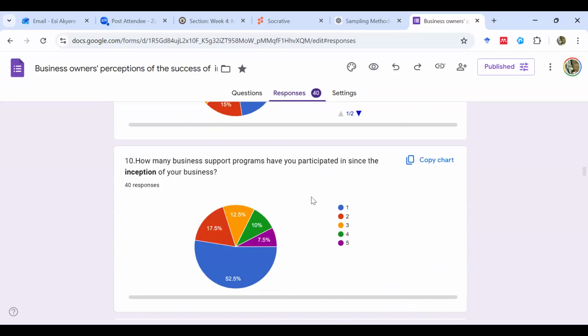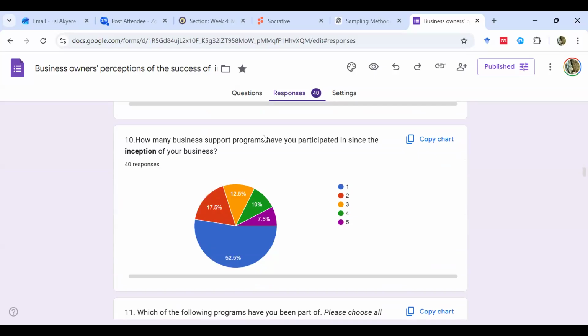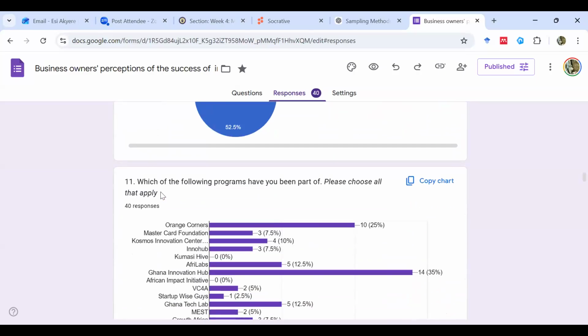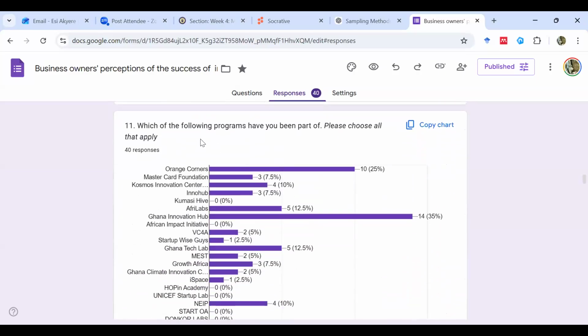From this: How many business support programs have you participated in? Most of them, which is 52%, have done just one. The next highest is 3. It's 5 businesses out of 40. Which programs have you participated in? Most seem to have done the Ghana Innovation Hub, followed by Orange Corners.